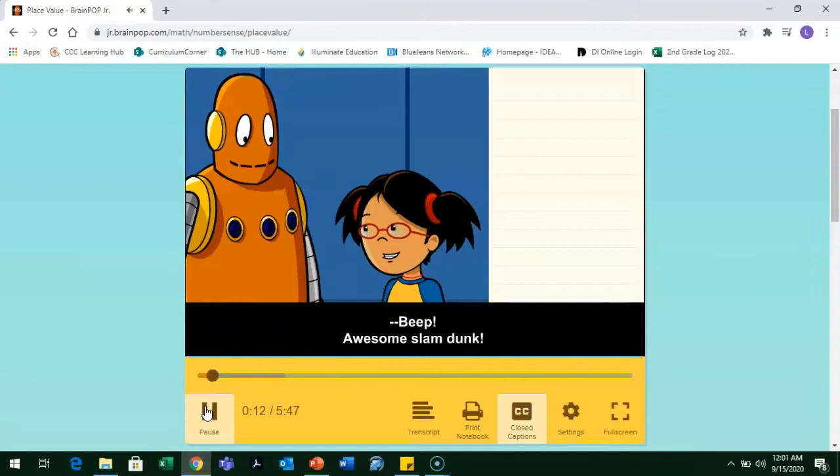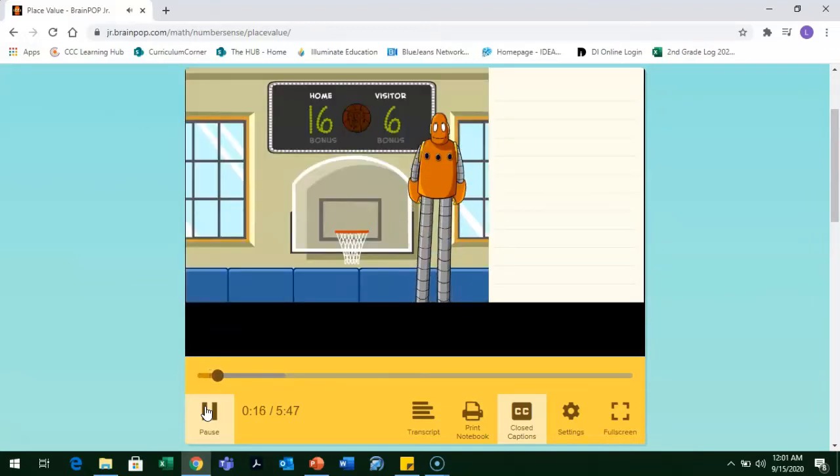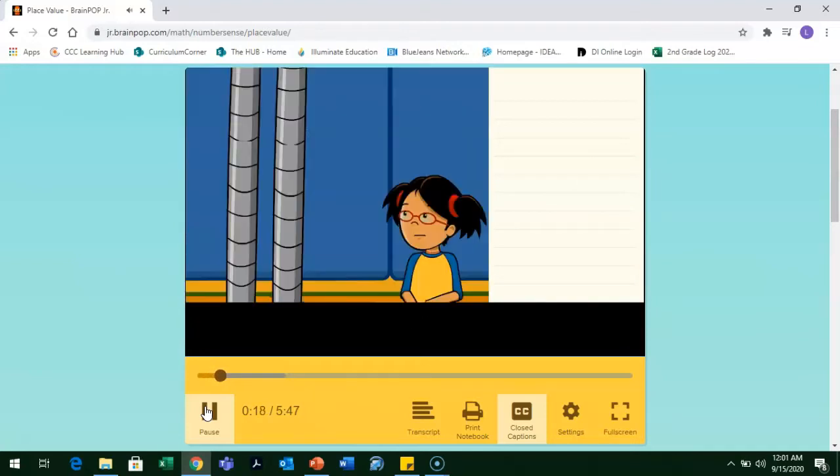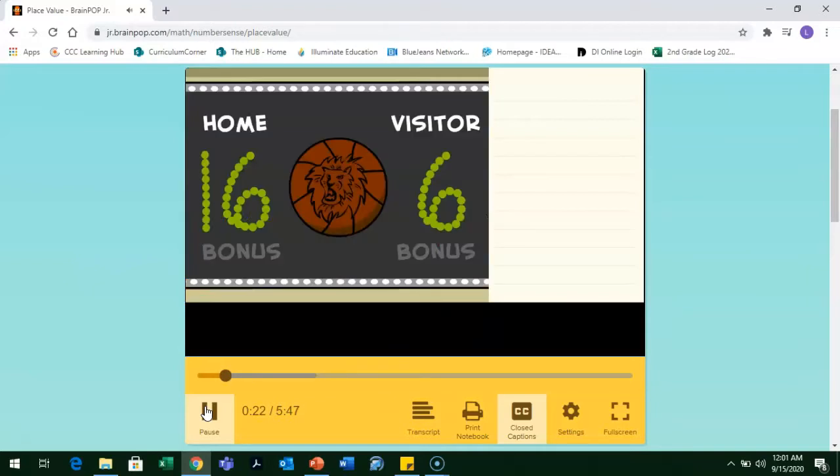Awesome slam dunk. What's the score? No, Libby, the game is not tied. They scored 6 points, which is the same as 6 ones. We scored 16 points, which is the same as 10 and 6 ones.